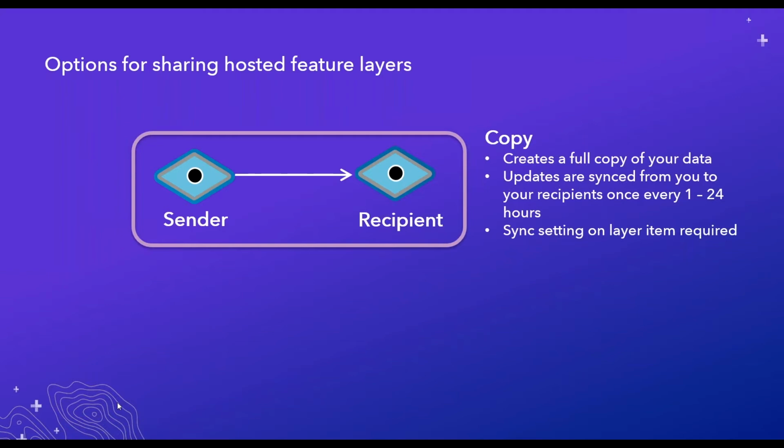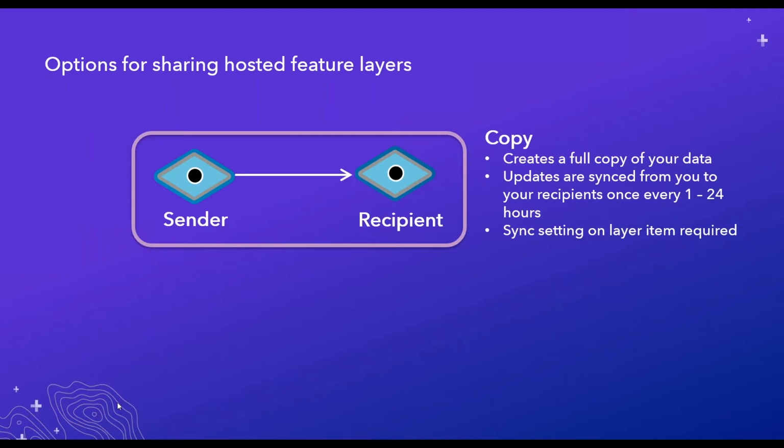All right, so it creates that full copy, sends it over, gets unpacked, and a new hosted feature layer is created on the recipient side. There is one thing to note in your item details for a hosted feature layer that you're sharing by copy. In the item details, you want to make sure that you have enabled sync.